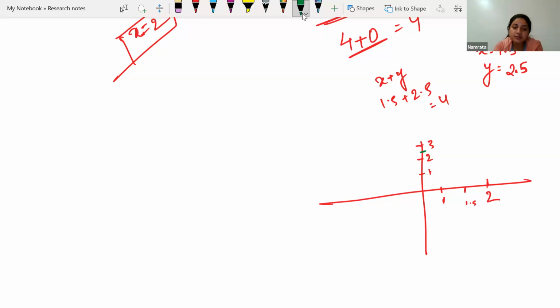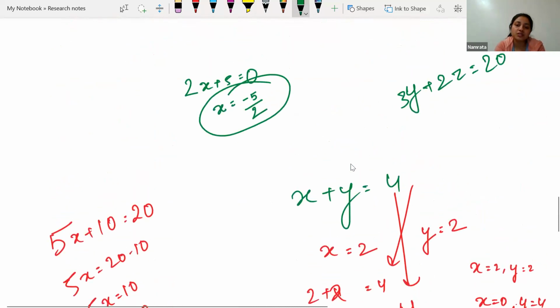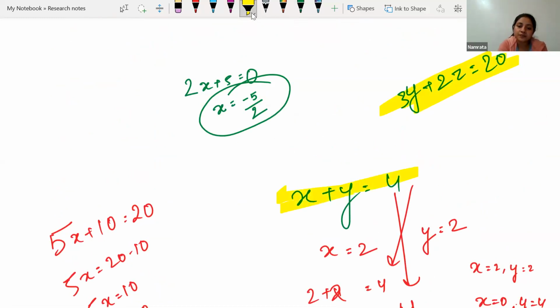Now the first concept over here is writing the given linear equation in two variables in the form of ax plus by plus c is equals to 0. Whatever is given as a linear equation in two variables, we have to write it in this form, ax plus by plus c is equals to 0. So if we are picking the previous example, x plus y is equals to 4, or 3y plus 2z is equals to 20, we have to write it in the standard form.